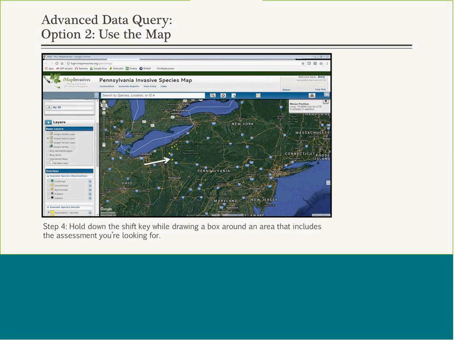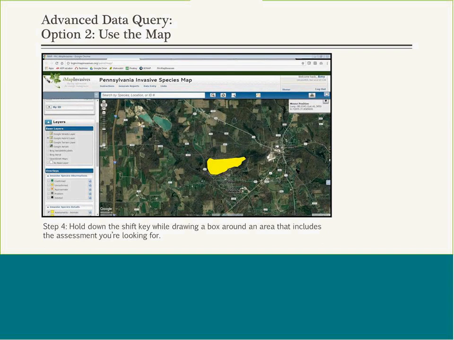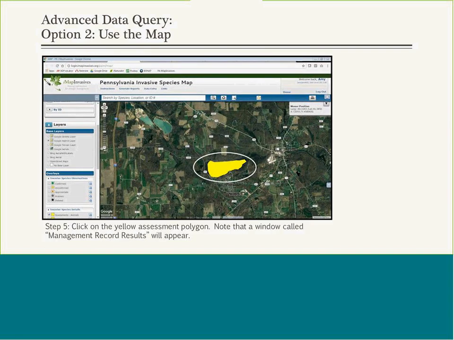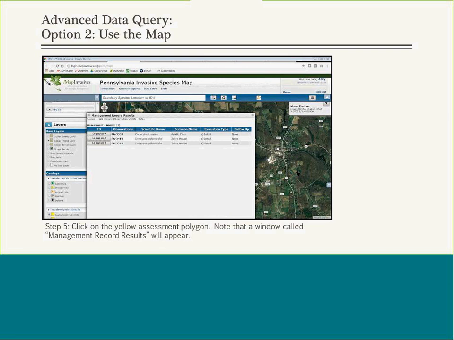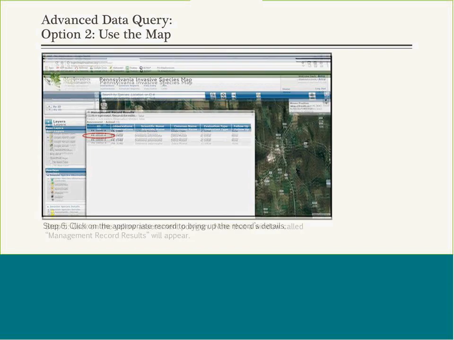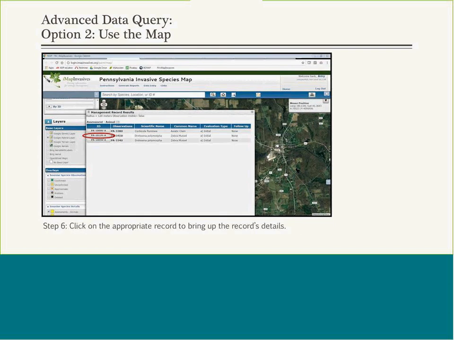Okay, so I'm going to use one of these little yellow areas, and holding the Shift key down while drawing a little box with your mouse, you can zoom in on the map and get a closer look at that assessment. Okay, here I am zoomed in on that assessment record, and if you click on it right from the map, a box is going to appear. It's going to say Management Record Results, and this is going to be everything that you just clicked on in that area. It looks like multiple records showed up, and I'm going to be interested specifically in that middle record, the one that's for the zebra mussel.